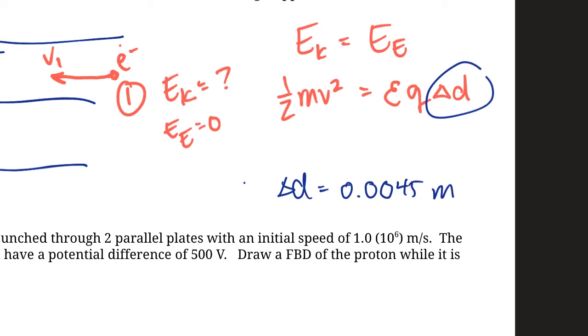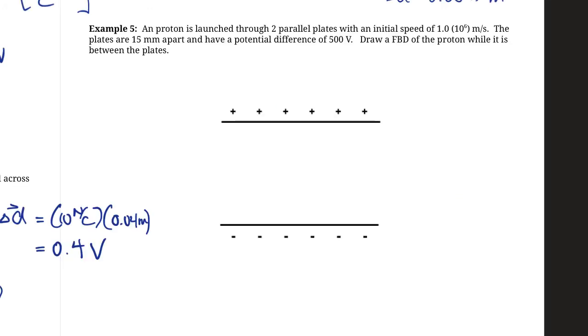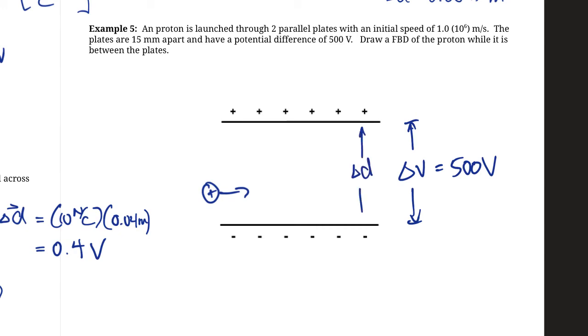So in this last question, we have a proton that's launched through 2 plates with a high rate of speed. So our proton, our positive particle, is going to be launched this way. And we know a few things about these plates. We know the voltage difference between them. So we know our delta V, not delta V as in change in velocity, but our electric potential difference is 500 volts. We also know that they are 15 millimeters apart. So our delta d is 15 millimeters, right?